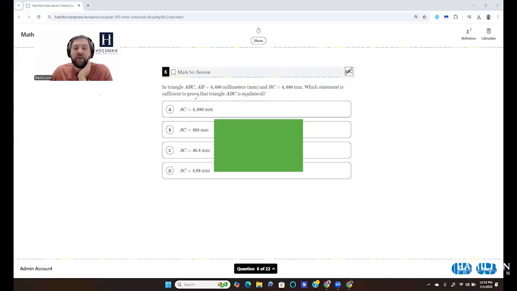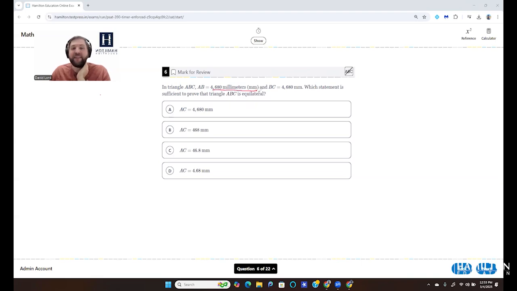Question 6. In triangle ABC, AB is equal to 4,680 millimeters.